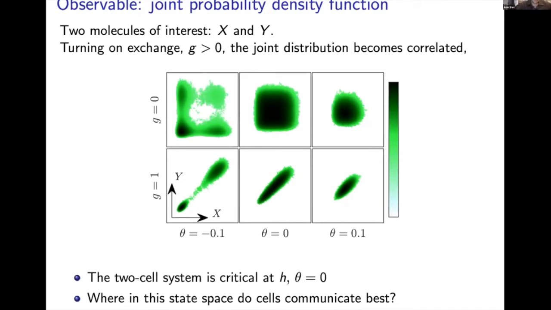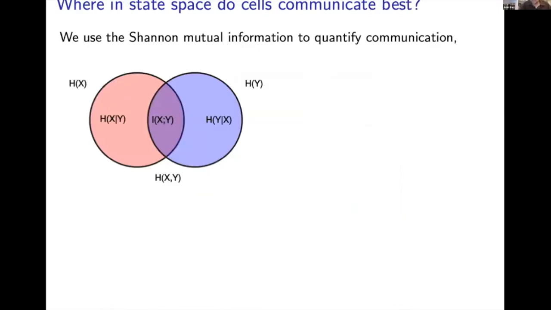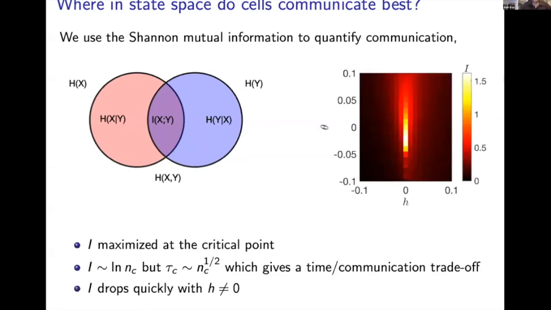And now using that, we could ask, well, where in this state space do the cells communicate best? And to quantify that, we use the Shannon mutual information. So I believe I don't have to explain it to the crowd here. And when we considered 2 identical cells, so they both have the same H and the same theta, and now we ask, well, where is the highest information between them? Then it's at the critical point. The mutual information is maximized at this critical point, and we start to see a possible issue also.